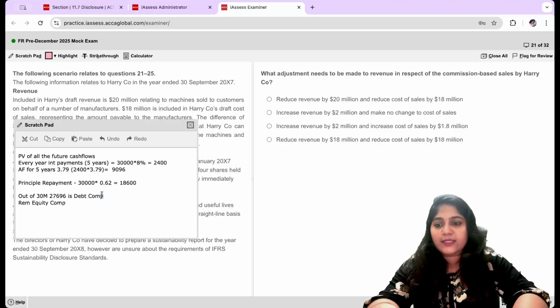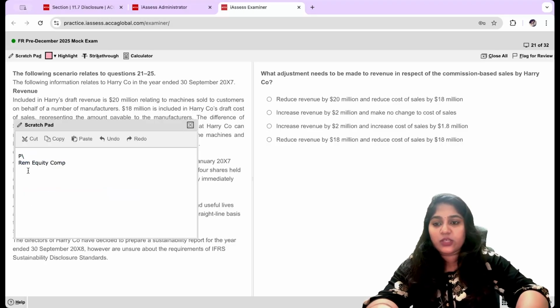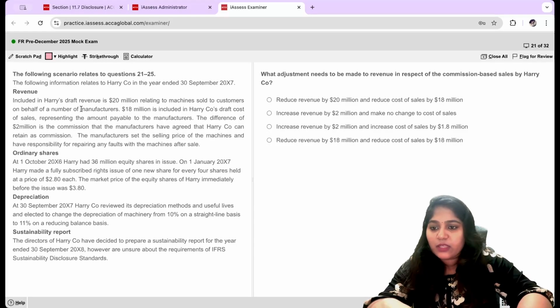Let's move to the next question. The next question now, it is clearly based on what? It is based on revenue. So now you have to read the part of revenue.